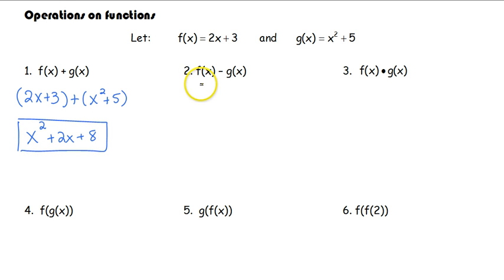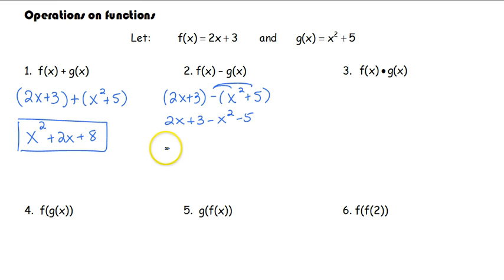And number 2, we want f of x minus g of x. So we have our f of x, which is 2x plus 3. This time we're going to subtract g of x. And when we subtract, we're subtracting that whole quantity, so I distribute that negative. So that becomes 2x plus 3 minus x squared minus 5. Again, we have it in standard form, which is in descending order. So we've got a negative x squared plus 2x. Positive 3, negative 5 is a negative 2.